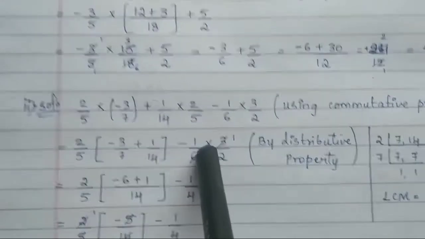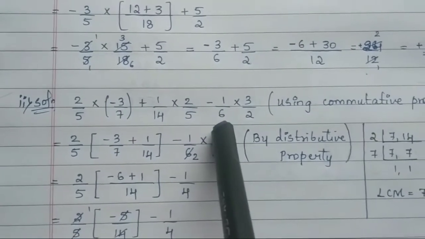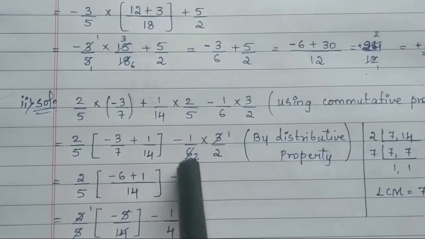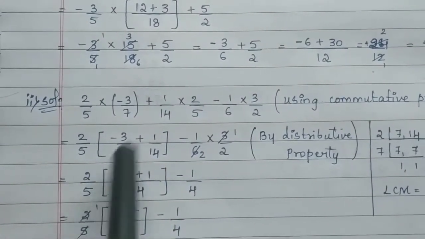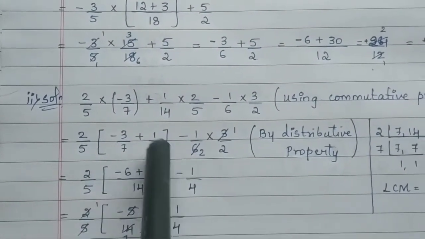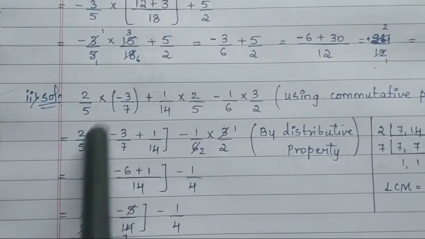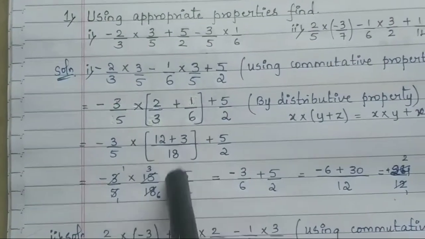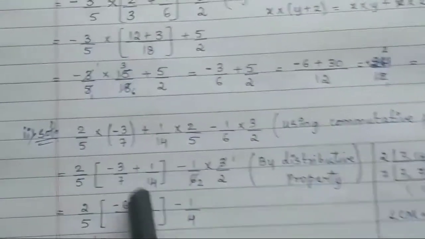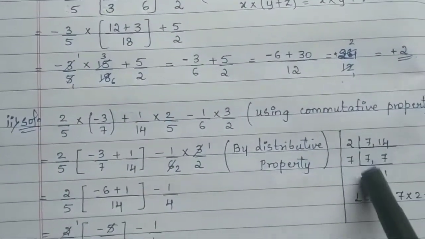As you can see here, there is a multiplication sign, so we can divide this number: 3 1s are 3, 3 2s are 6. Here we are left with 2 by 5 into minus 3 by 7 plus 1 by 14. In the first case I have multiplied this number. Here you can take the LCM also. I have done this for you.